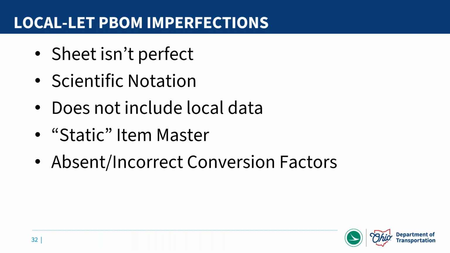An additional flaw regarding the standard bill of materials is that the item master is static. That means it will not automatically change when central office changes the item codes. Finally, there are some missing or incorrect conversion factors listed for materials in the SBOM. I mentioned earlier the oversight needed for conversion factors for asphalt, but you should also keep an eye out for items where the conversion factors just may not look right. This affects the ODOT side and the local side, and it is something that's being worked on in our office.